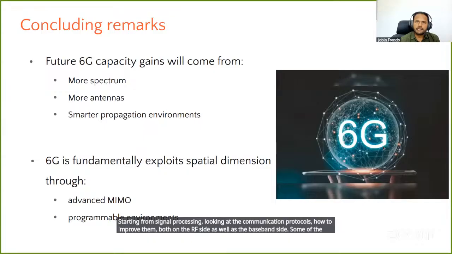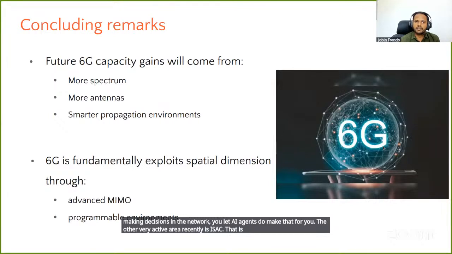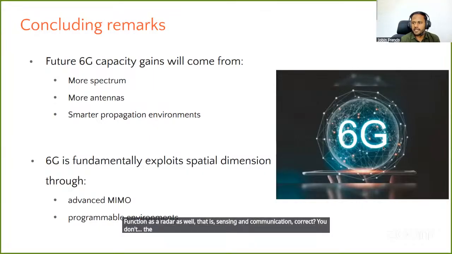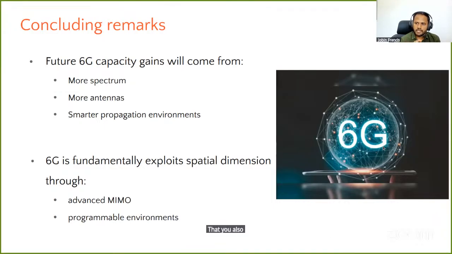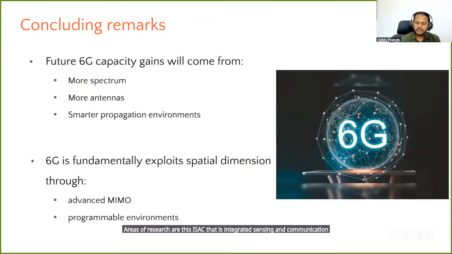Some of the very recent exciting areas, one that is clearly AI. There is a large push towards AI. That is, instead of having hand-designed algorithms or protocols making decisions in the network, you let AI agents make that for you. And the other very active area recently is ISAC. That is, you want the network to function as a radar as well, that is sensing and communication. The current existing networks are only for communication. But if you want to bring that radar capability to the network, you also want velocity or target position to be estimated using these communication signals. It's a hard problem, and a lot of research is being done. So the current very active areas of research are ISAC, that is integrated sensing and communication, and AI for radio access network. Yeah.